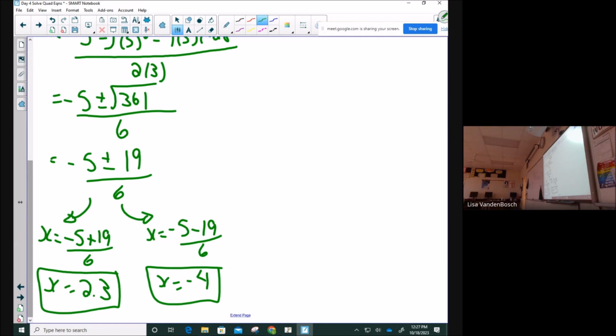If you go negative 5 plus 19, that gives you 14, and 14 divided by 6 is 2.3.